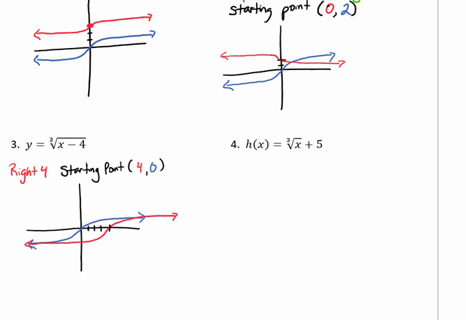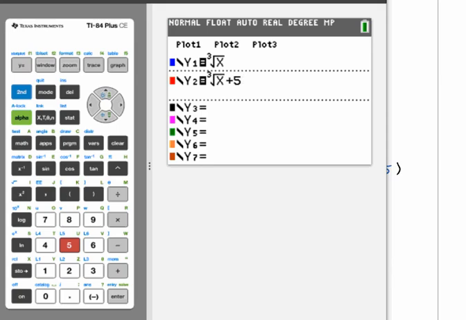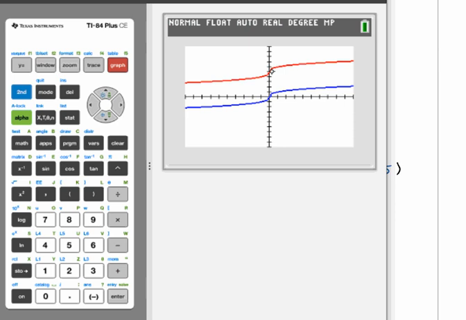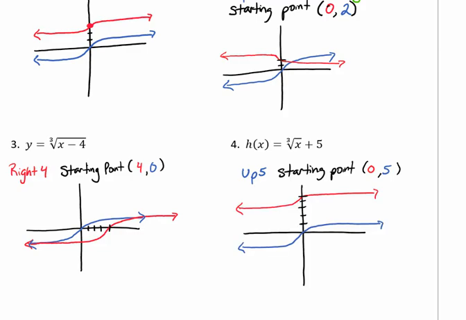Now number 4, here we have that plus 5 in the K spot. So we're going to be moving up 5. And using our H and K for our starting points, we have a starting point of 0, 5. So then we go ahead and we graph that. And that's going to give us a graph that looks kind of like that. Notice how that's moved up 5 spots. But it looks exactly the same, just up 5. So we can go ahead and sketch that.